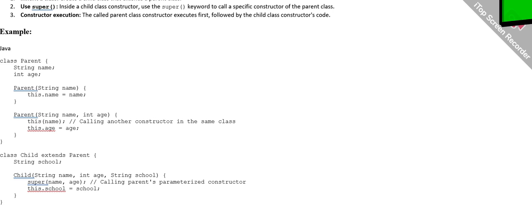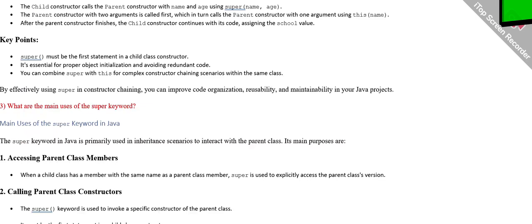Class Child extends Parent. String school. Child(String name, int age, String school). super(name, age); // calling parent's parameterized constructor. this.school = school.